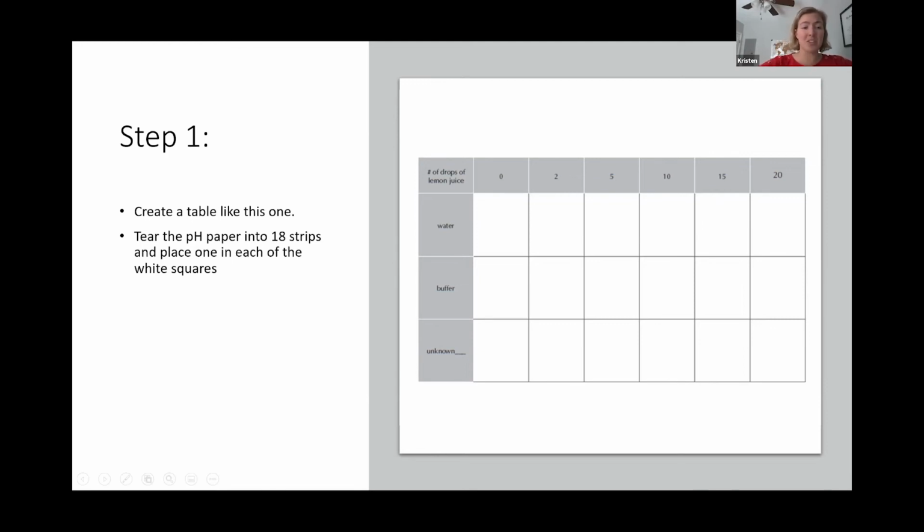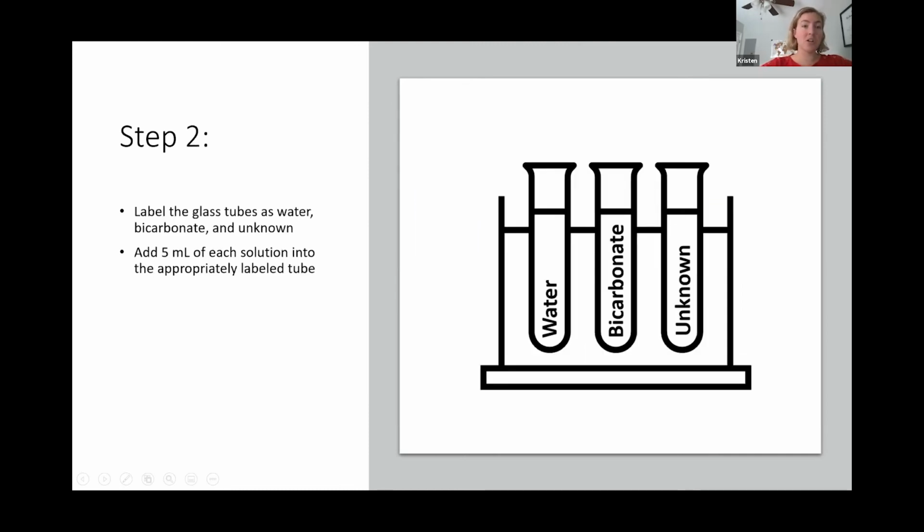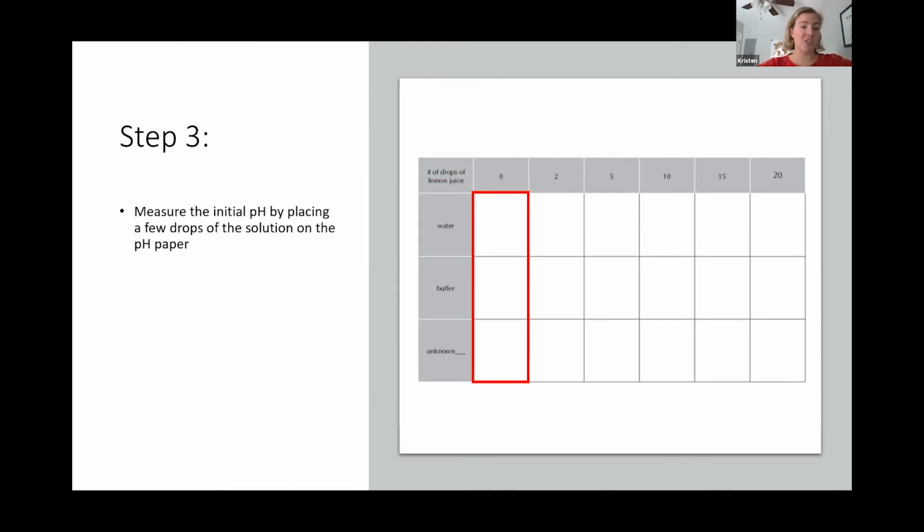So the first step of this one is to create a table, put the 18 strips of pH paper onto the chart. Then we'll take out our 3 glass tubes and label them with either a Sharpie or some tape or a marker: water, bicarbonate, and their unknown solution. And then they're going to add 5 mils using their plastic pipette droppers into the water, 5 mils into bicarbonate, and then 5 mils into the unknown. At this point, they're going to measure the initial pH of their solutions by placing a few drops, usually 1 to 2 is sufficient, onto their pH paper.